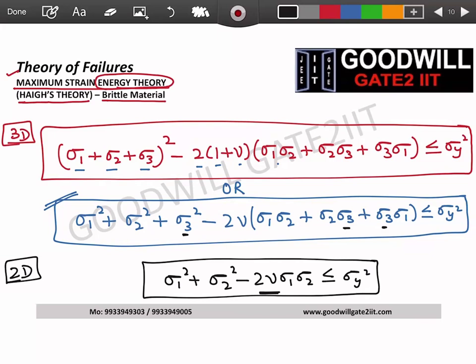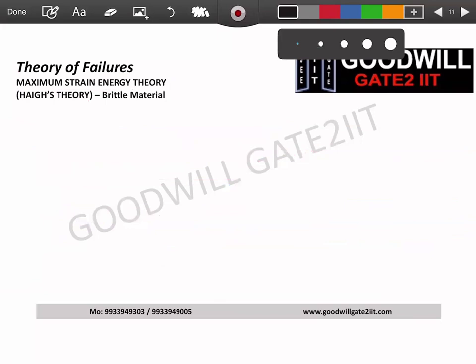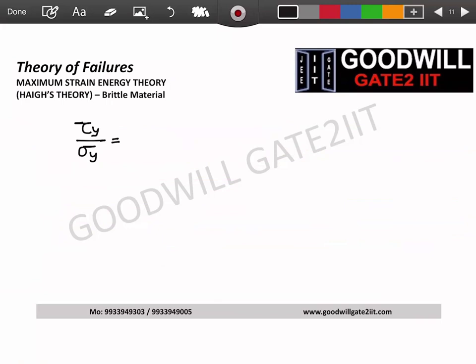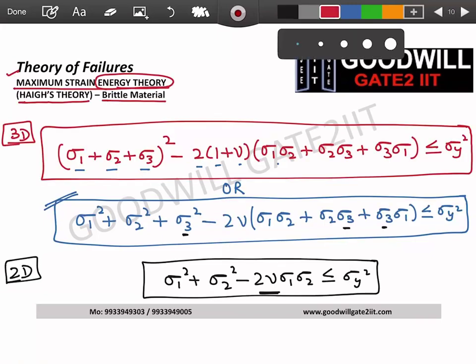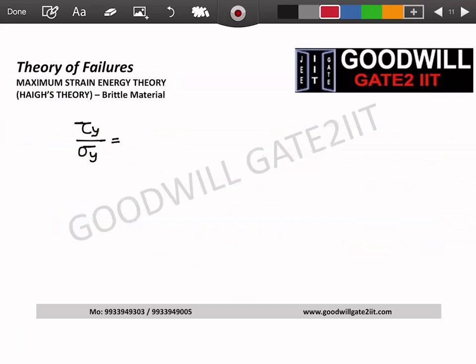Now, the ratio, tau y by sigma y here. If you see, this theory needs the Poisson's ratio of the material. Von Mises doesn't bother about Poisson's ratio. Tresca didn't bother about Poisson's ratio. Rankine didn't bother about Poisson's ratio. But Haigh's theory bothers about Poisson's ratio. So this ratio, tau y by sigma y, is not a fixed value. It actually depends upon the material.